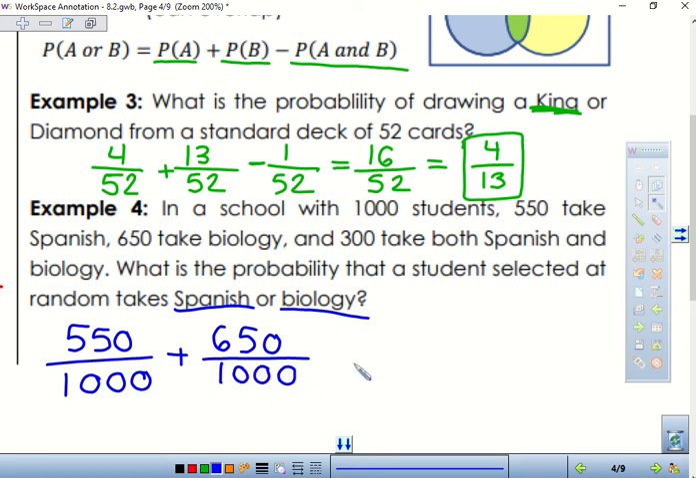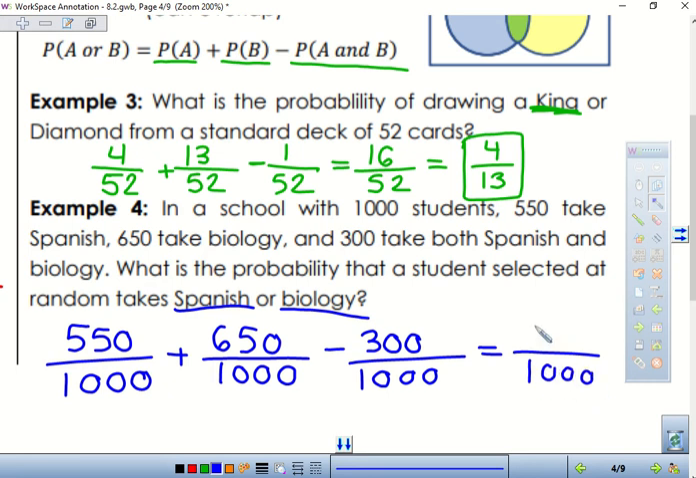And then we've already counted all the students who take Spanish and biology, so we have to subtract away what? 300 out of 1,000, because it's like double counting them in case they take both. So we do the math, we just deal with the numerators, and it comes out to be 900 out of 1,000, which means you have a 90% chance of encountering a student who takes Spanish or biology at the school.